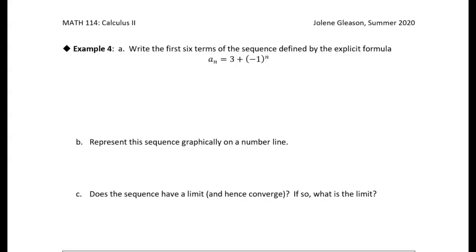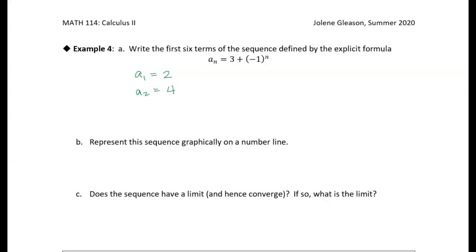All right, so this example is very similar to the previous one as far as what it's asking you to do. The behavior of this sequence is much different though. So if we look at the first 6 terms of this sequence, a sub 1, if we put 1 in, we end up with 3 plus minus 1 to the 1. So it ends up being 3 minus 1, which is 2. And a2, for n equal 2, we end up with 3 plus negative 1 squared, so it becomes 3 plus 1, which is 4.